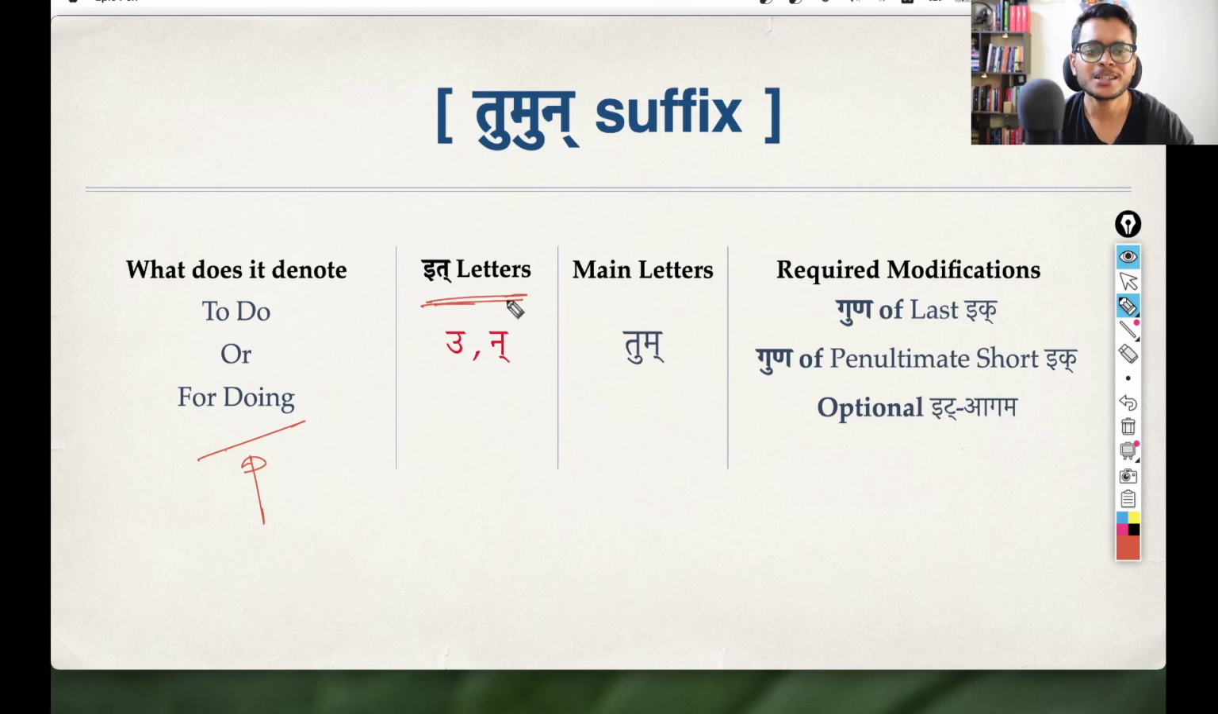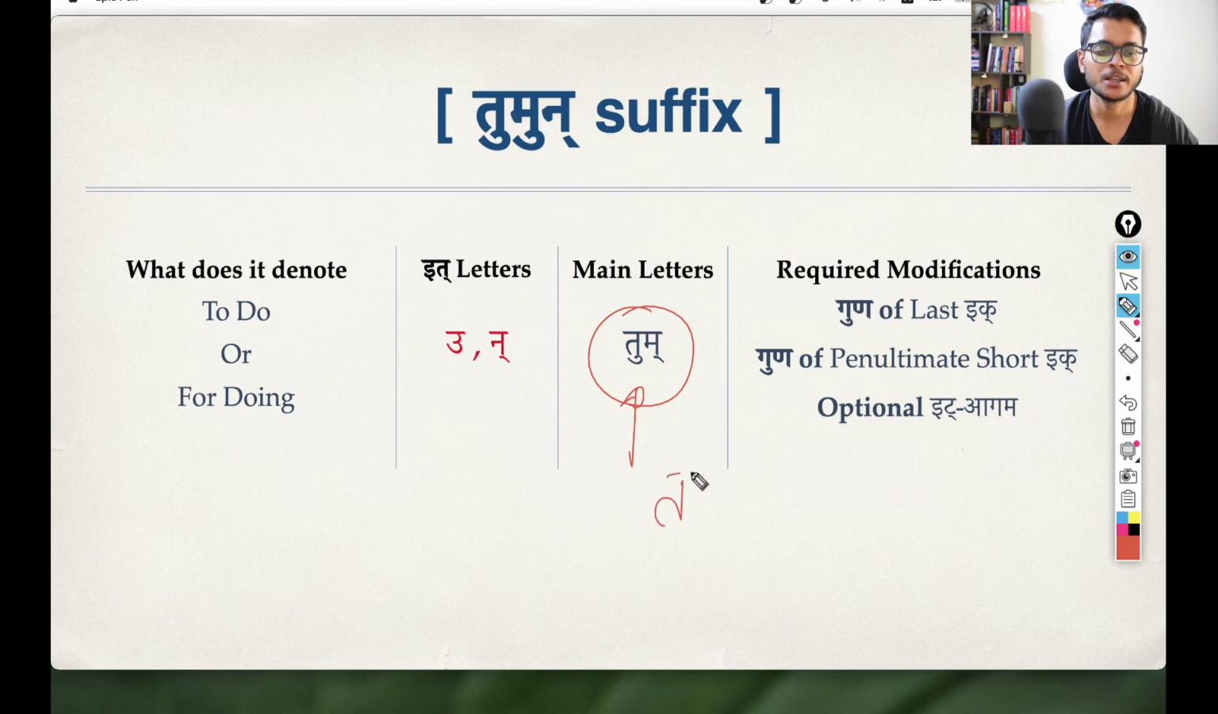What are the it letters? So this u and this na, nakara, these are the it letters. So what remains is this tum. And this tum is the main content of the suffix. This tum is what gets added to the dhatu. Okay. And now again see, just by looking at this main content, you can see that this is starting with ta, takara. So this is also starting with any consonant except ya. So this suffix is also satisfying the condition of it agama. That is why I am writing optional it agama. Okay, so this point is clear.